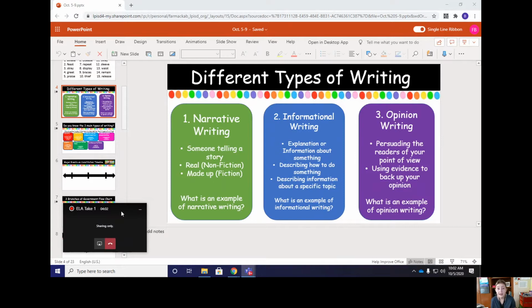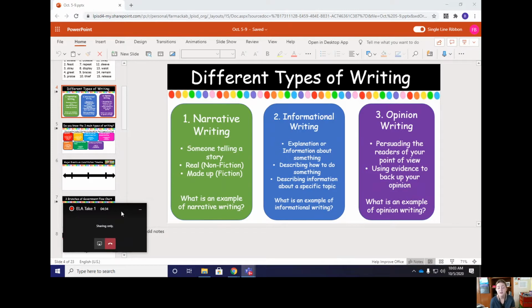Another example would be, again, your Social Studies Weekly, because it is telling you about specific events in history. It's giving you information and dates and specifics on these events in history. So your Social Studies Weekly is also informational writing. Now, the third one is opinion writing. Opinion writing is when you are persuading the reader of your point of view, and you're using evidence to back up your opinion.